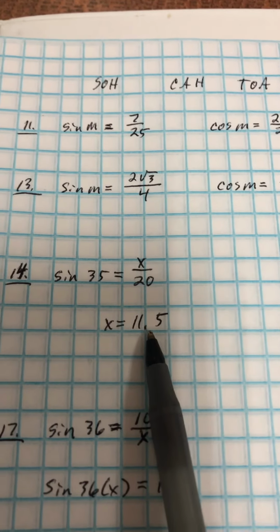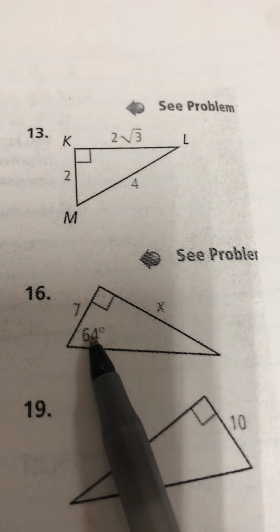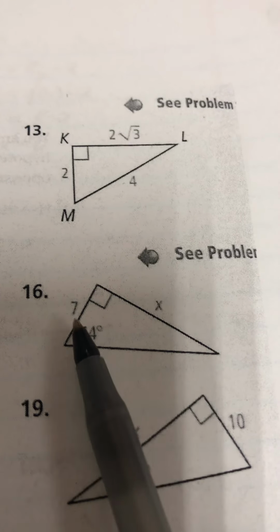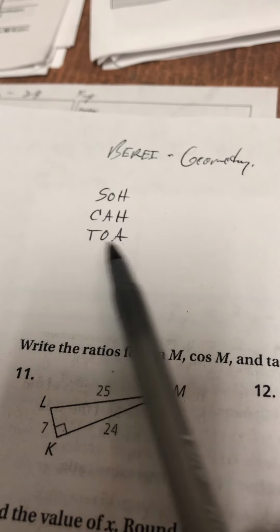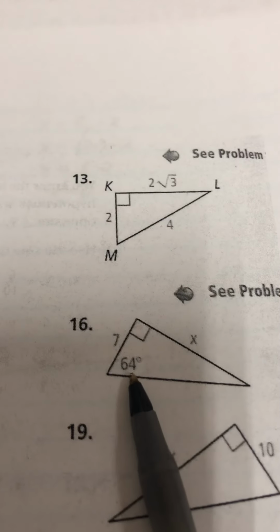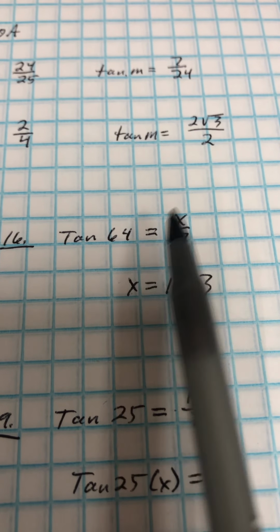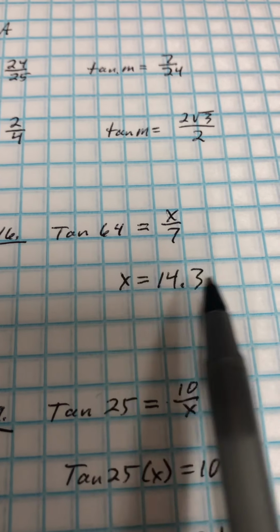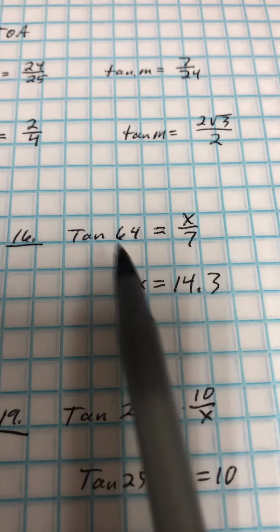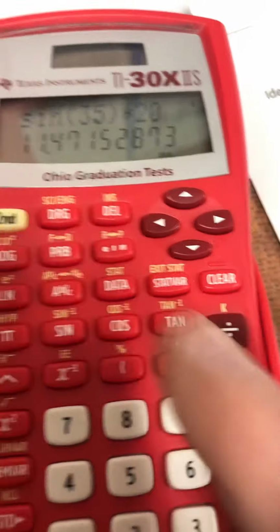So 11.5. Okay, 16. I have 64, I know that, so I have opposite and adjacent. Opposite and adjacent is TOA. So I'm going to take the tangent of 64. So tangent of 64 is equal to x over 7. Okay, and so I multiply both sides by 7, and I get 14.3, when I take the tangent of 64 times 7. Once again, using the tangent button, using the correct buttons on your calculator.